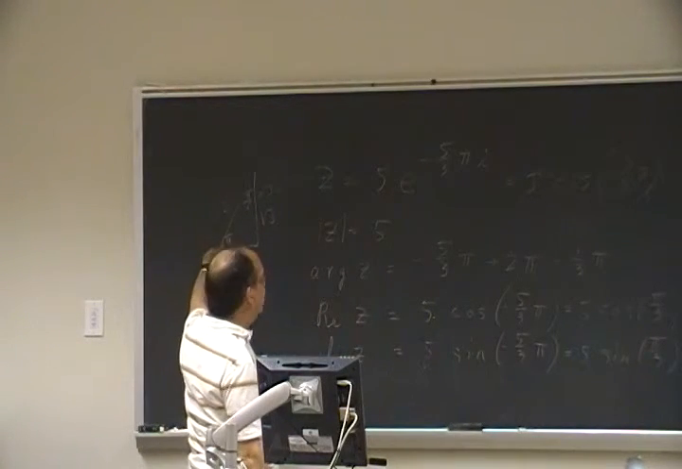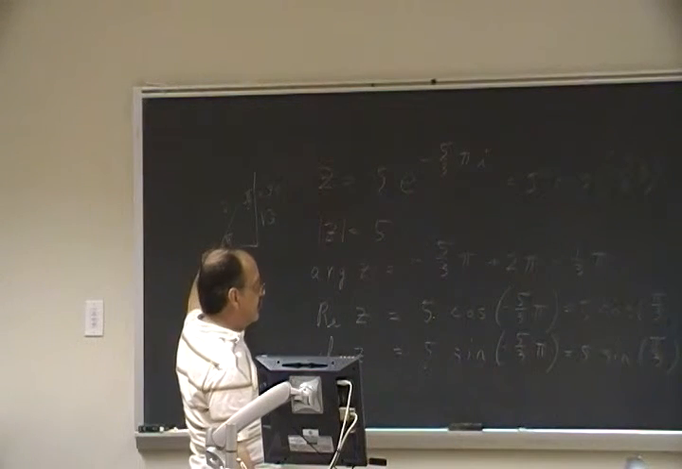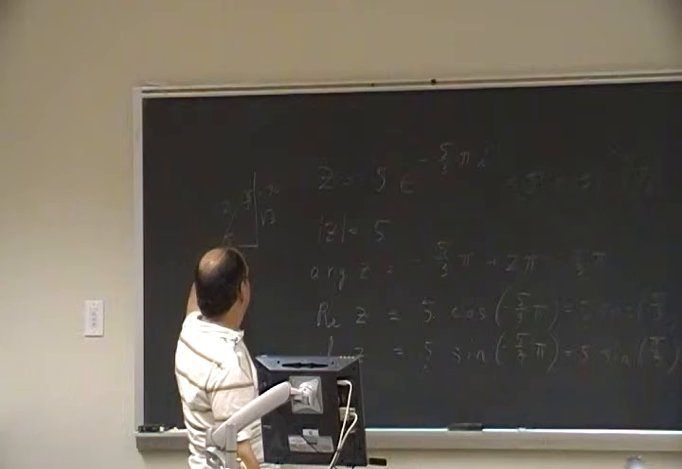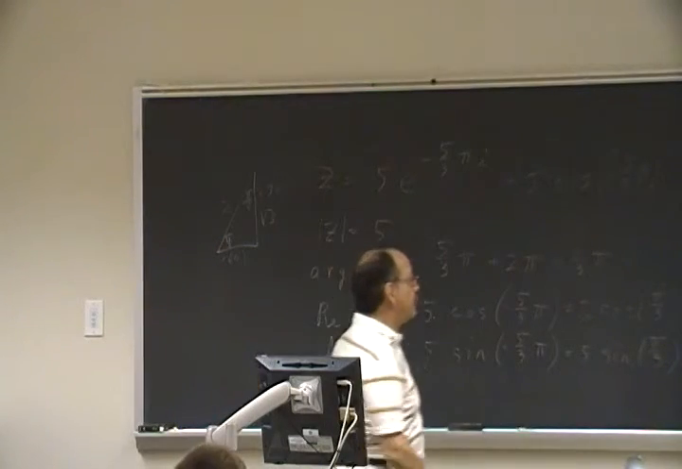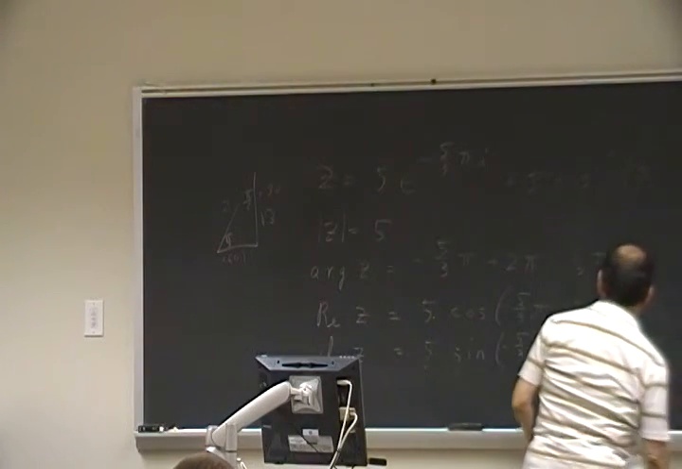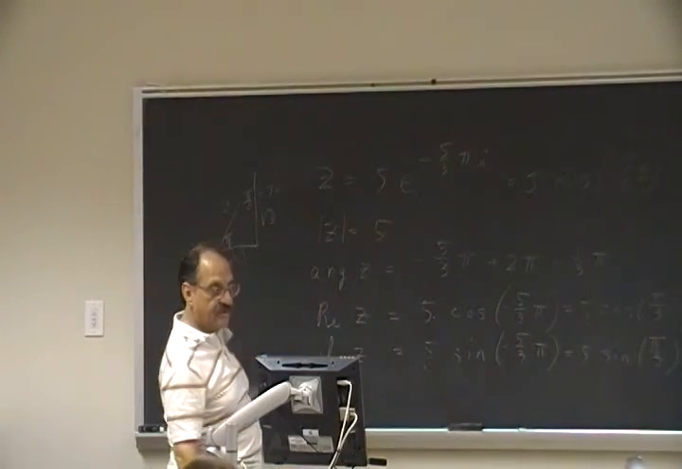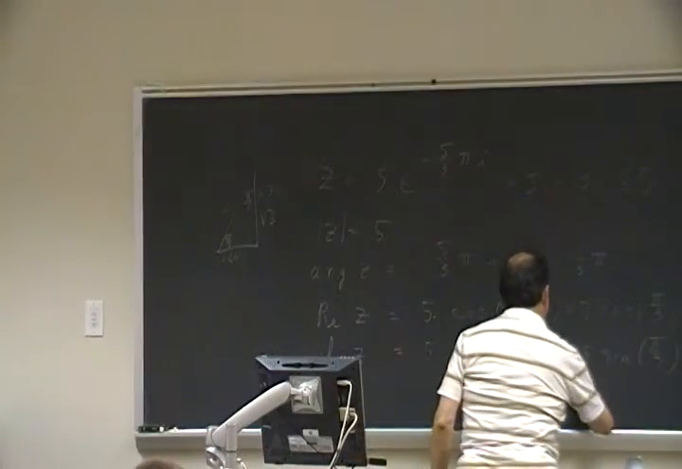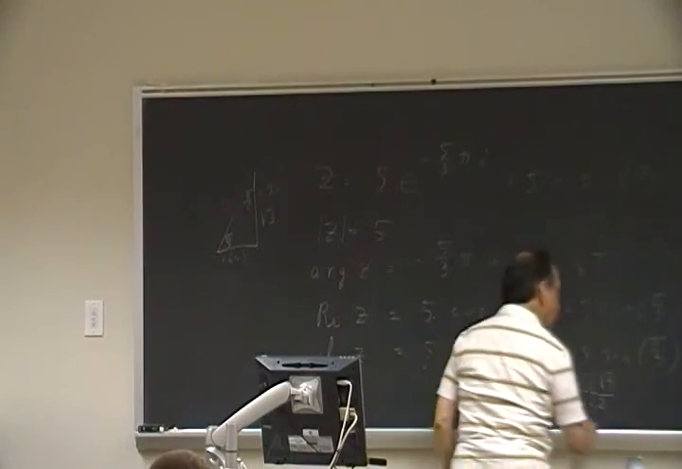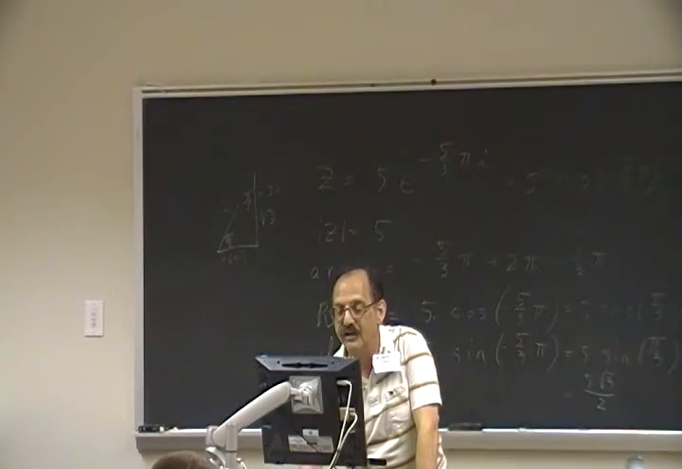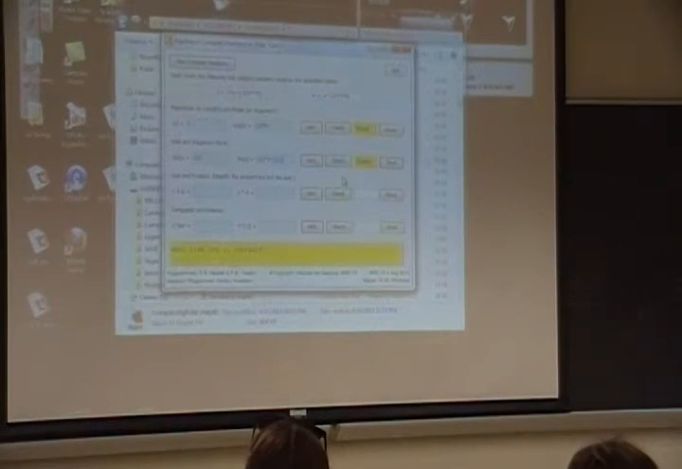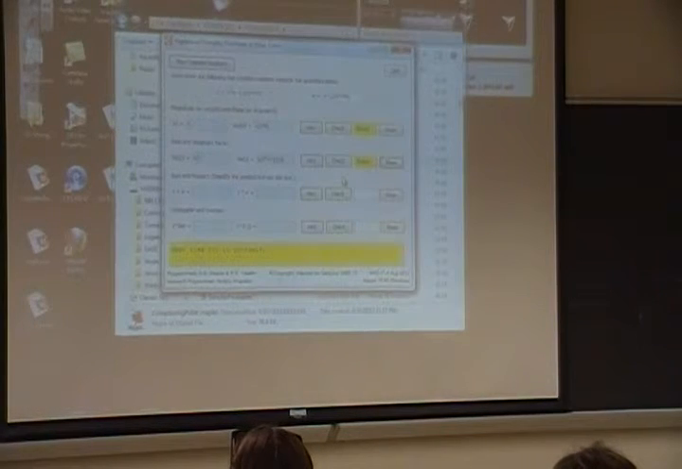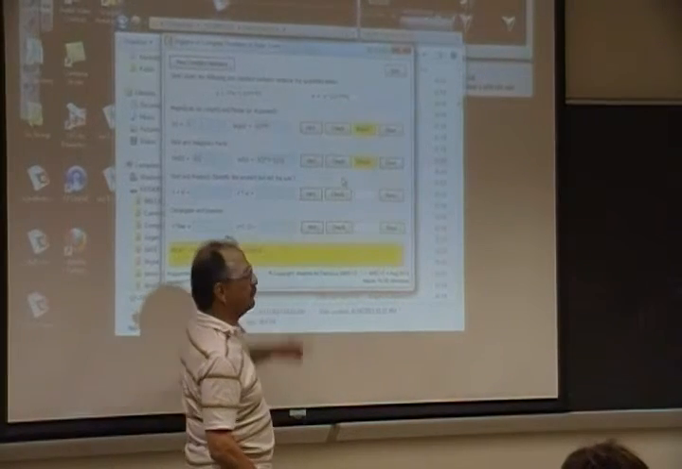So pi over 3. What is the cosine of pi over 3? Adjacent over hypotenuse, 1/2. So this is 5/2. And the sine of pi over 3? So this is 5 times the square root of 3 over 2. And let's see their answer. There they are. 5/2 and 5/2 of the square root of 3. Okay? And what is z plus w? That's the hard one. Let's skip z plus w and go to z times w.